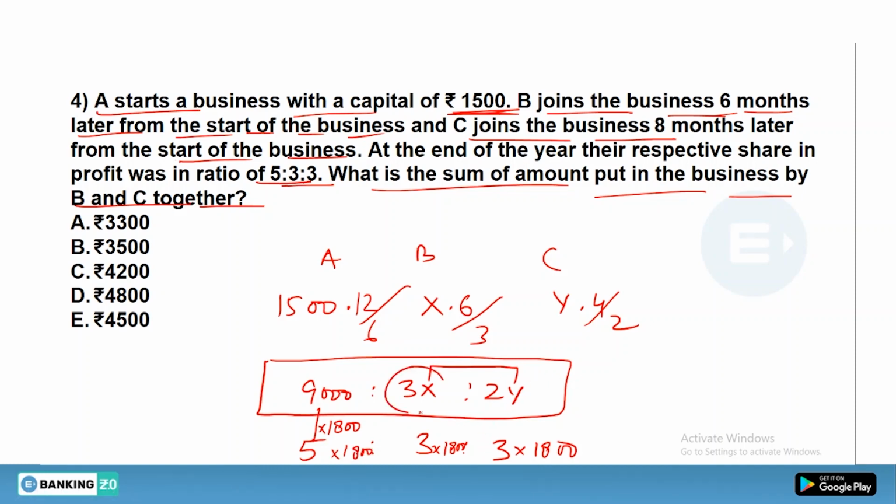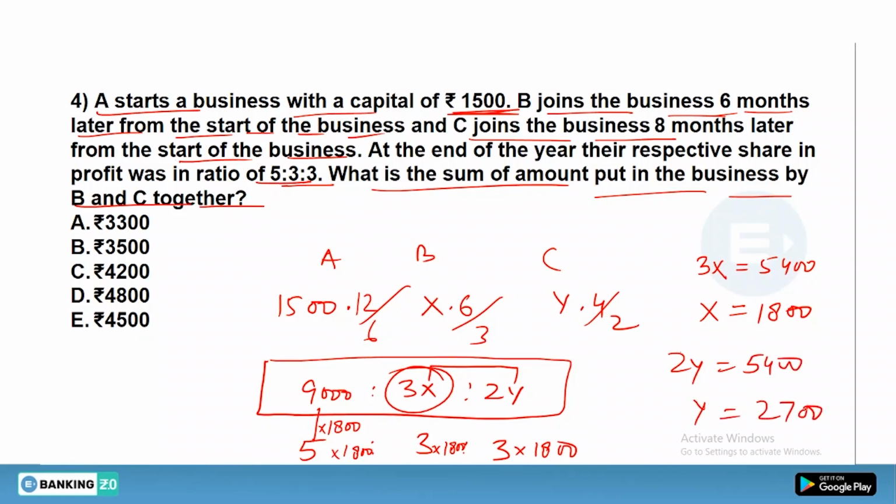And as you can see, it would be equivalent to 3x. That means 5400 would be equivalent to 3x. So x would be equivalent to 1800 and 2y would be equivalent to the same 5400. That means y would be equivalent to 2700.